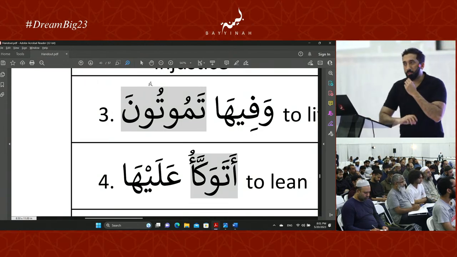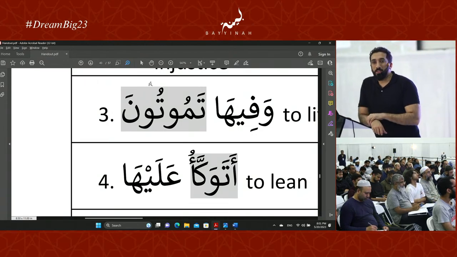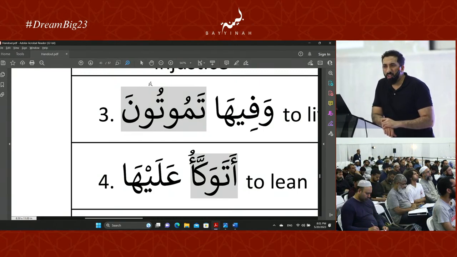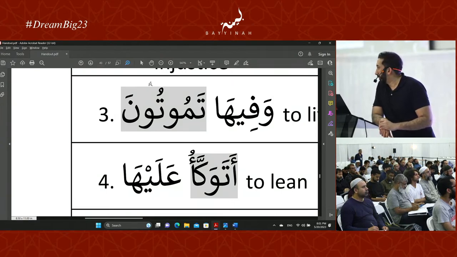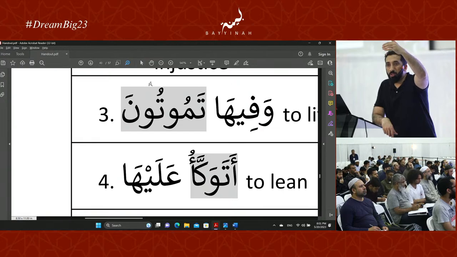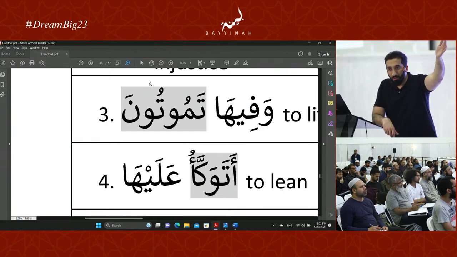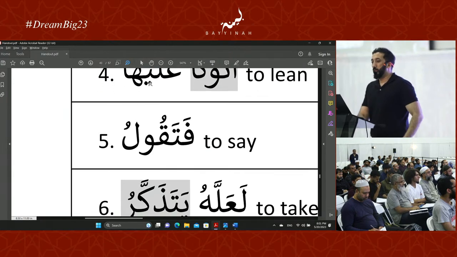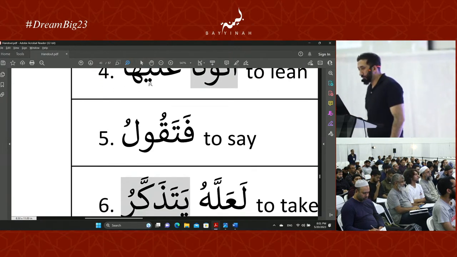Atawakka'u alayha, says Musa to Allah. Atawakka'u alayha, I lean on it. Where's the I coming from? How do I say we lean on it? Natawakka'u alayha. How do I say they lean on it? Yatawakka'una alayha. Yatawakka'una alayha. Okay? Atawakka'u, I lean. Fa means so.